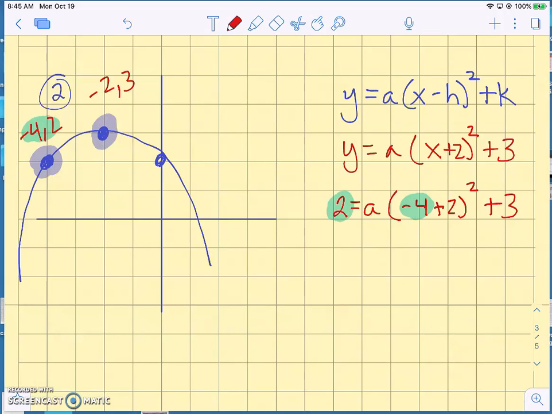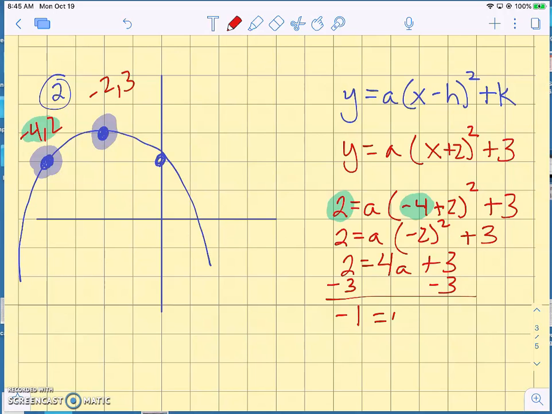And now we solve. So 2 equals a(-2 plus 2), that is -2 squared plus 3. -2 squared is 4. 4a plus 3, and then we solve. 2 minus 3, -1 equals 4a. So we have a equals -1/4. And now I look at that, that makes sense that a would be negative because it's facing down. So our final equation, y equals -1/4(x plus 2) squared plus 3.